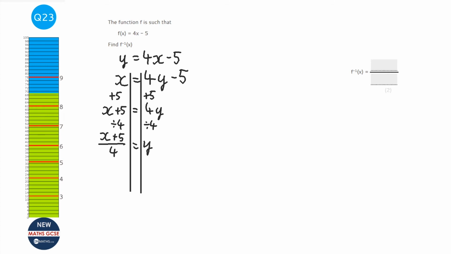Now we made up y. y represented the function initially, and then it represented the inverse function essentially. So all we need to do is finish that off. So f to the power of minus 1 of x equals x plus 5 over 4. If I just put that into the answer box.